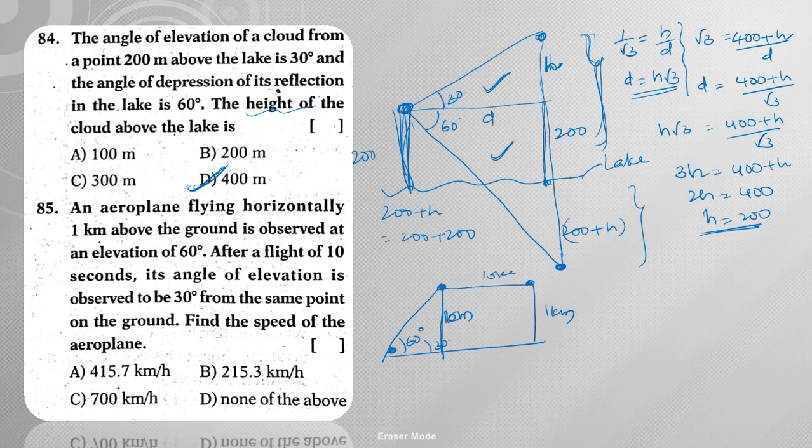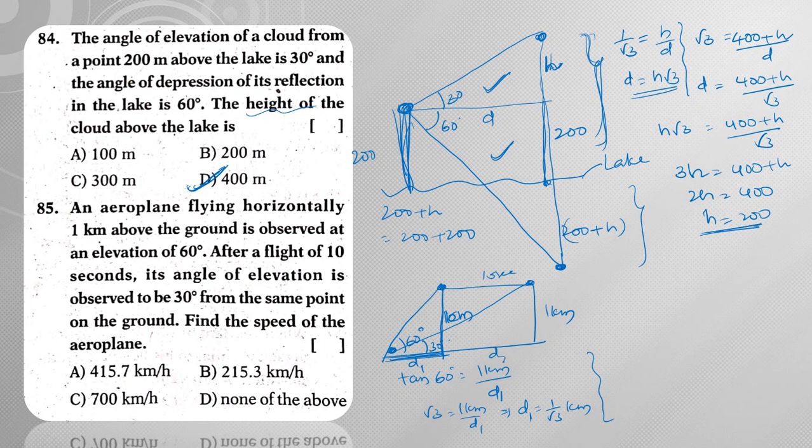So first of all, let us see this 60 degrees angle. For the 60 degrees angle you are going to consider this triangle. From that, tan 60 degrees is equal to 1 kilometer by the base, so let this particular distance be d, then root 3 is equal to 1 kilometer by d. From this, d is equal to 1 by root 3 kilometers. Now I am going to consider the second triangle which contains this 30 degrees. Let this be d1.